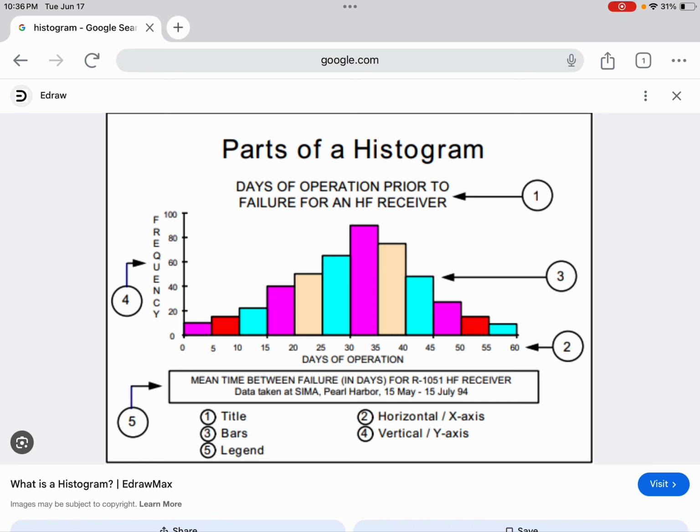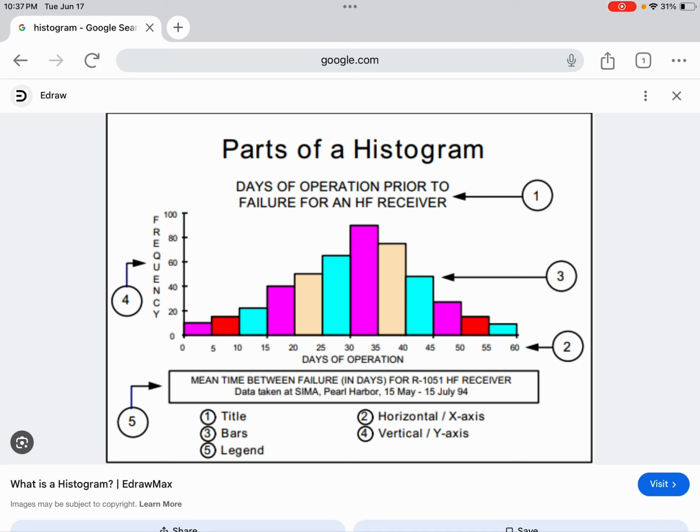Moving on to circle 2 towards the bottom right, that's our x-axis. It's showing us what we are measuring, and it breaks it down into the bars, which is circle number 3. And how high those bars are is based on our frequency over to that far left circle number 4.